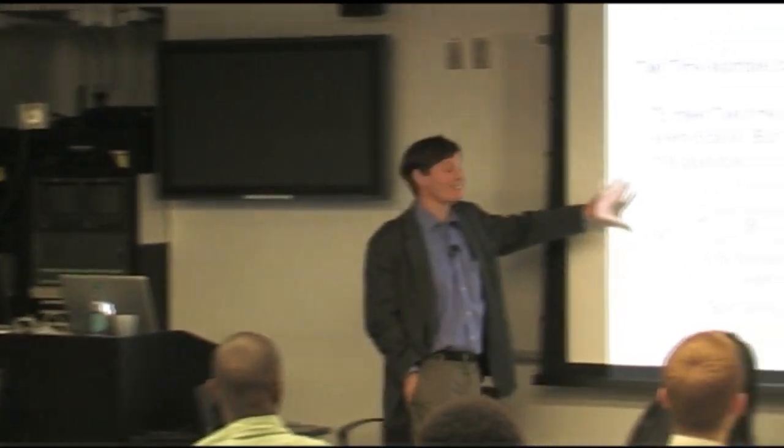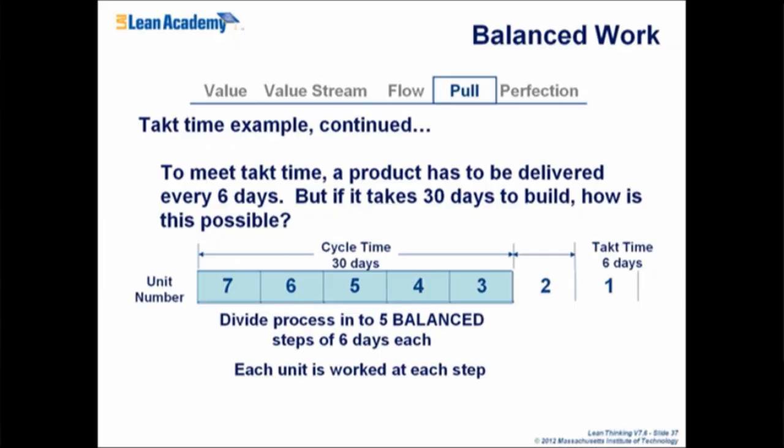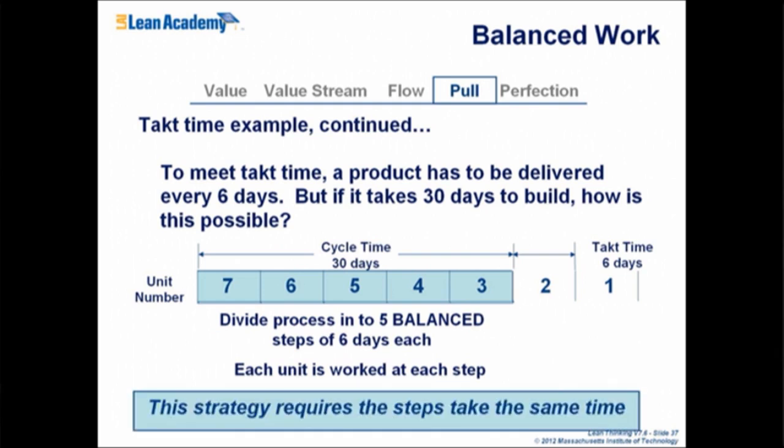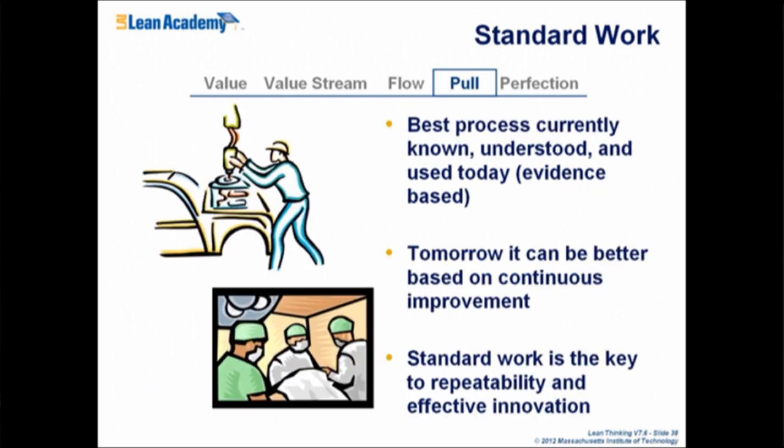So again, not rocket science, fairly simple. But if we look at existing processes, they're very rarely balanced. There usually is a bottleneck process or a problem where one step takes longer than some of the other ones. So balance is a key concept. Standard work, we've talked quite a lot about the fact that if we can't standardize work, it's very difficult to improve it.